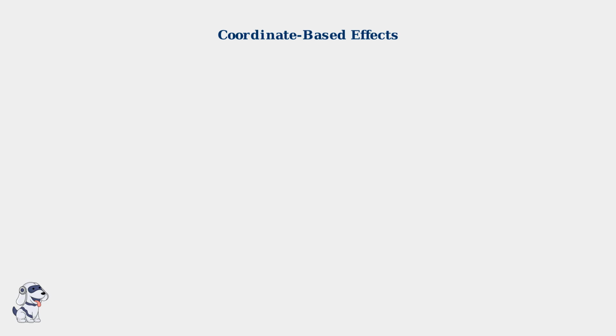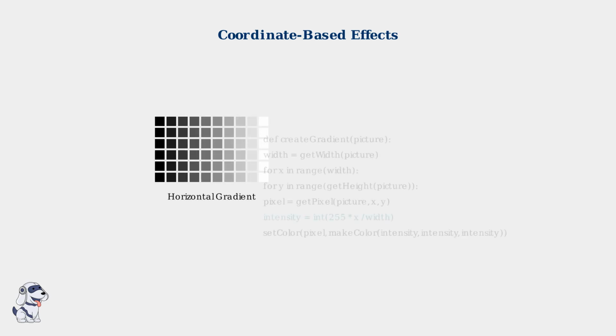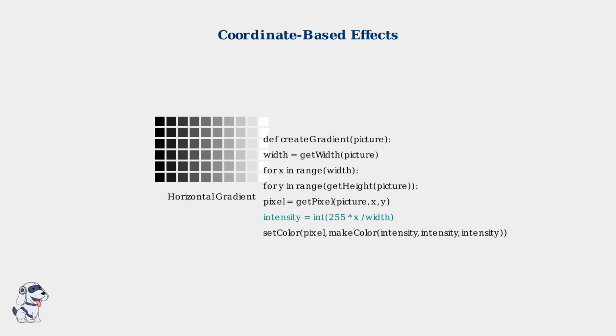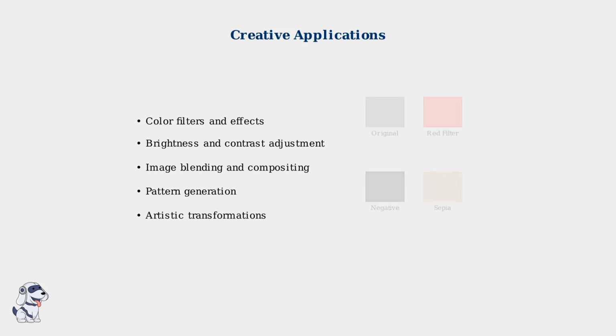We can create interesting effects by using pixel coordinates in our calculations. For example, we can create gradients, patterns, or apply different transformations to different regions of the image based on their x and y positions. Image manipulation with JES opens up endless creative possibilities. You can create filters, adjust colors, add effects, or even build simple image editing tools. The combination of loops, variables, and pixel manipulation gives you complete control over every aspect of your images.